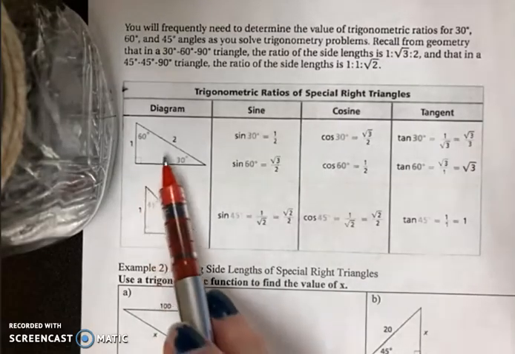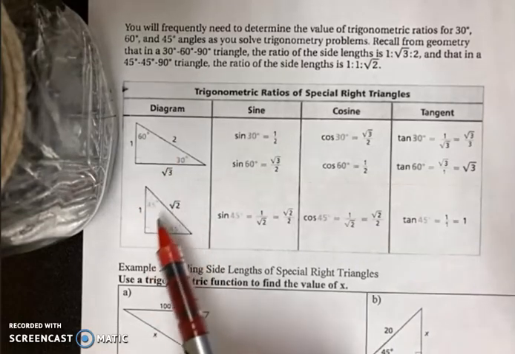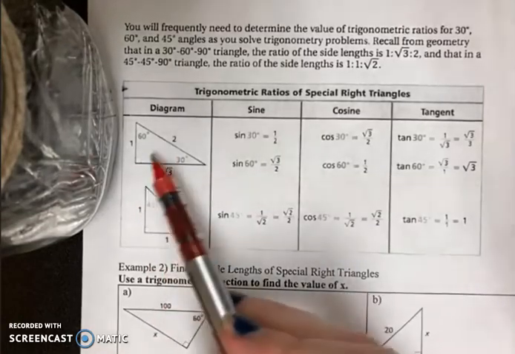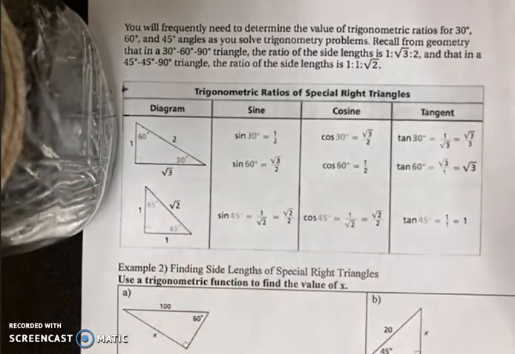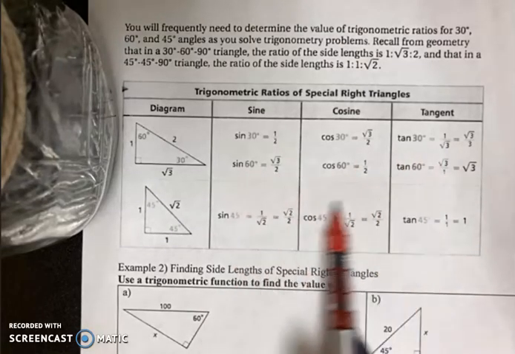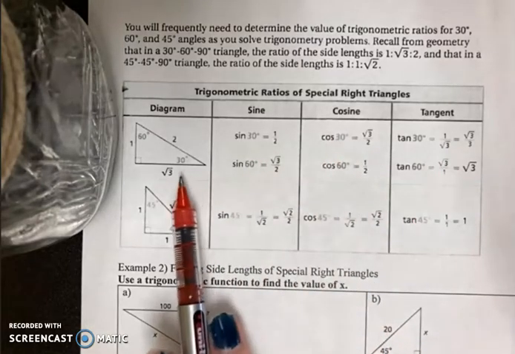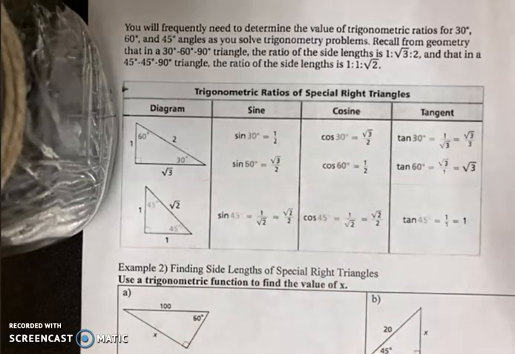So now we're going to take a look at another concept we reviewed in the introduction, the special right triangles. I have those listed out here. You're going to frequently need to determine the values of the trig functions for a 30, 60, 90 or a 45, 45, 90 triangle. So at some point, you will either have this whole thing memorized or you'll be able to find it pretty easily.